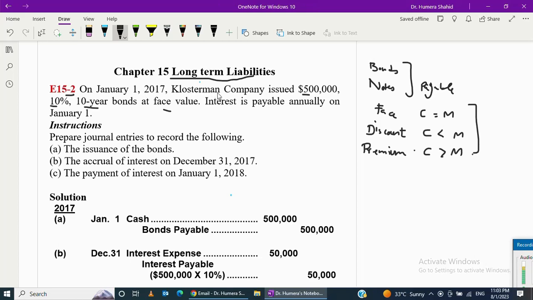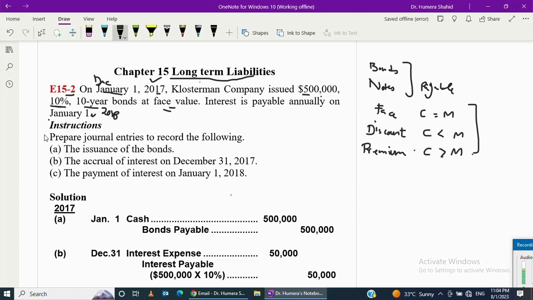So if you see over here, Cholesterol Man Company issued the bonds at face value. It means that the bond contractual rate, which is 10%, was equal to the market rate. That's why we are issuing at face value. Anyways, the interest is payable annually on January 1st. A company will never pay the interest at the start of the year. Let's suppose on January 1st, 2017, they borrowed the money and issued the bond of 500,000. January 1st, 2017 is not the payment date of interest. Interest will be due on December 31st, 2017, and then January 1st, 2018 is the payment date of interest. So remember these things. Okay, let's start.